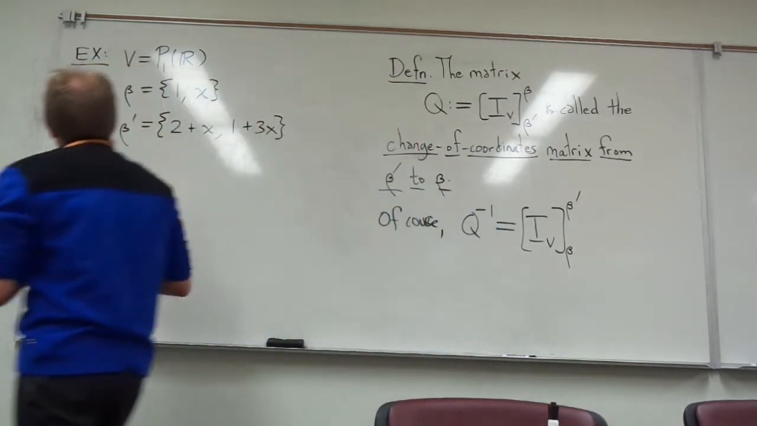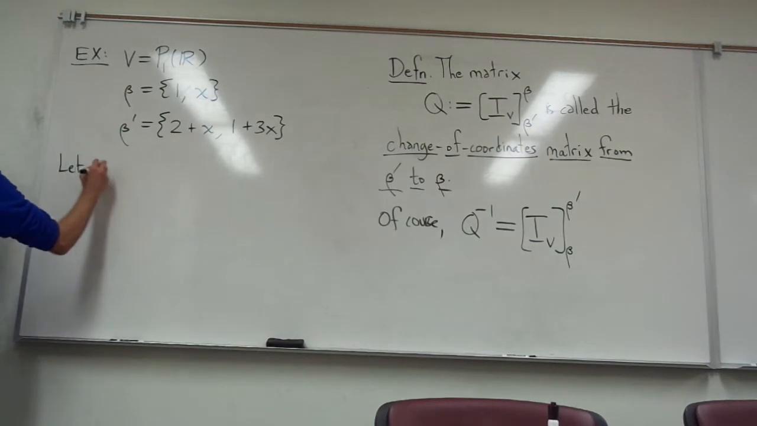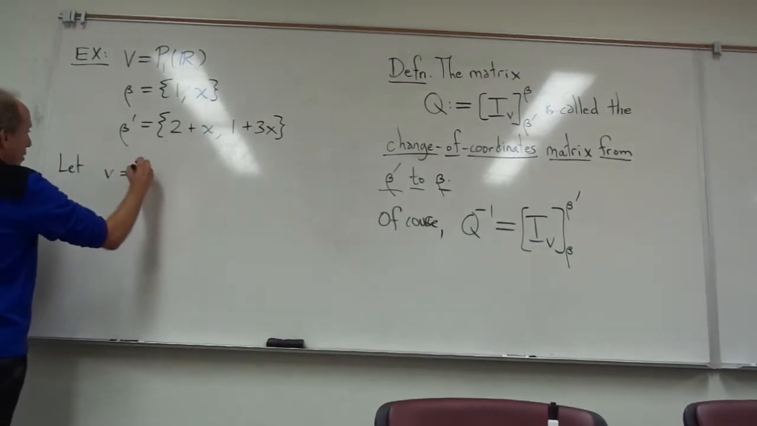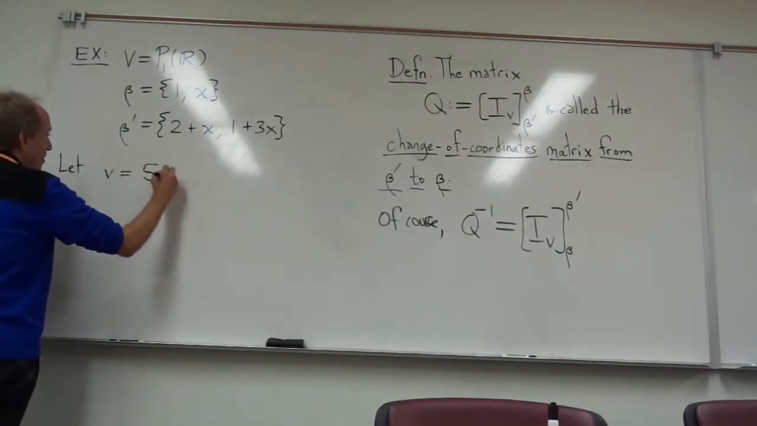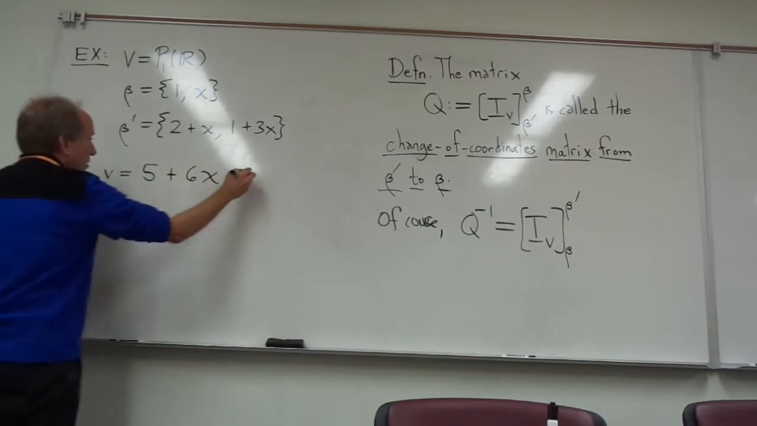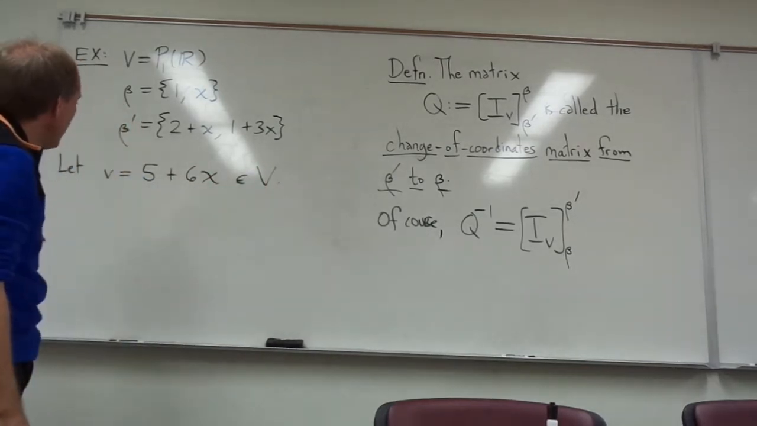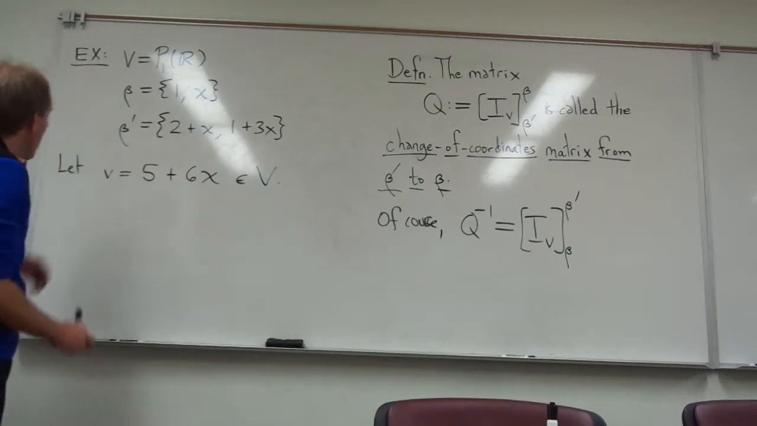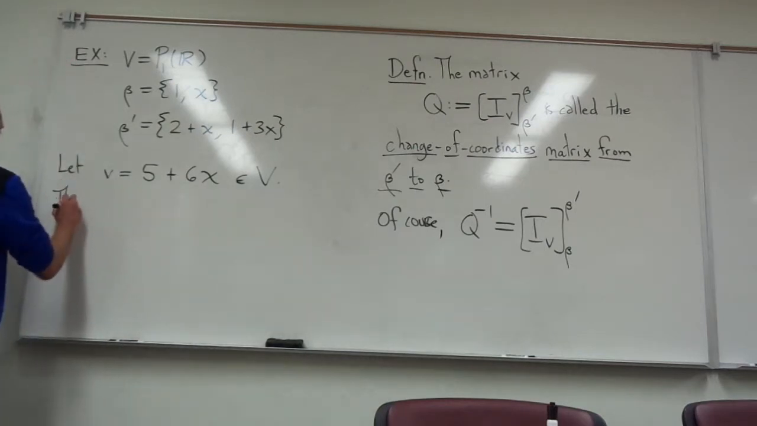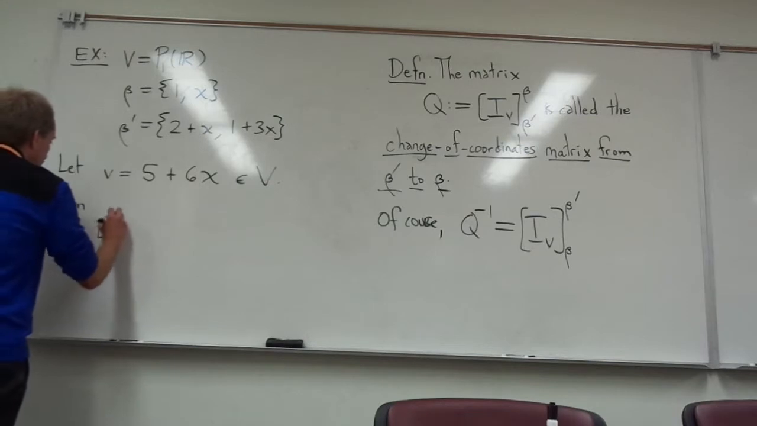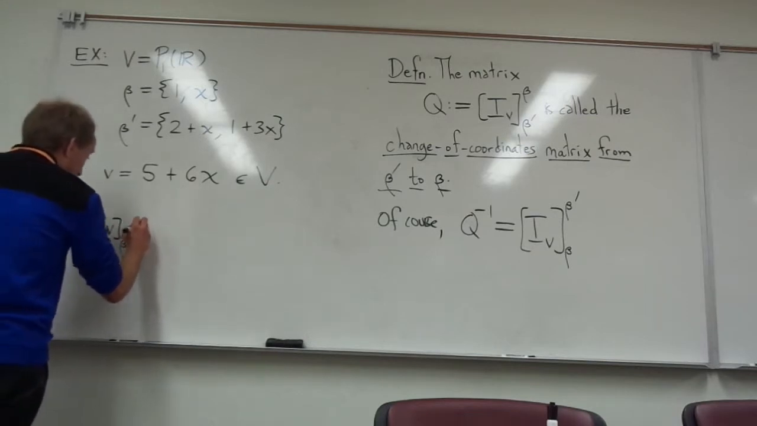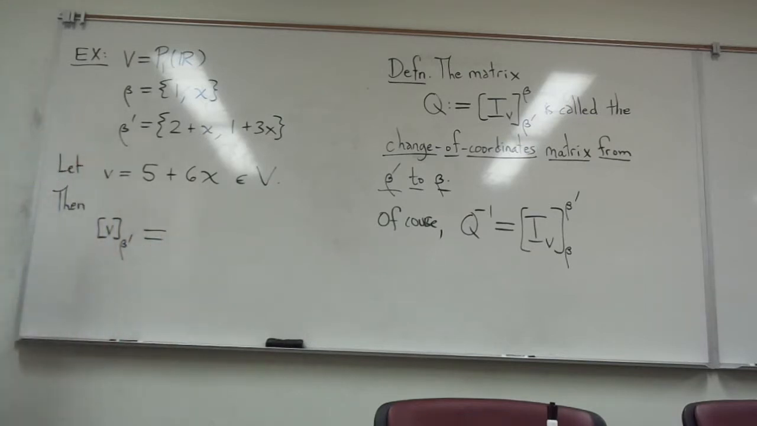So then let me just give you an example of a vector. Let's suppose that V is the vector, I don't know, let's make something up here. How about 5 plus 6x? So that's just some vector in V, okay? And let's suppose we want to find the coordinate vector of V relative to beta prime, right?